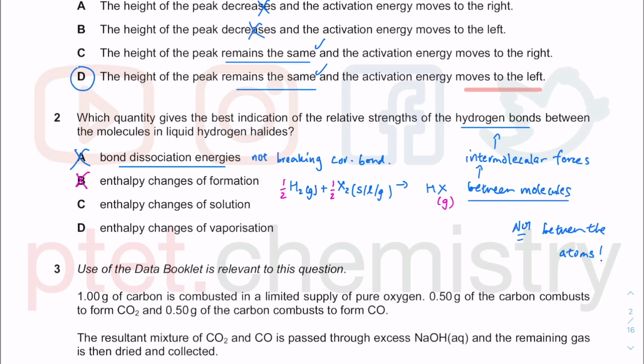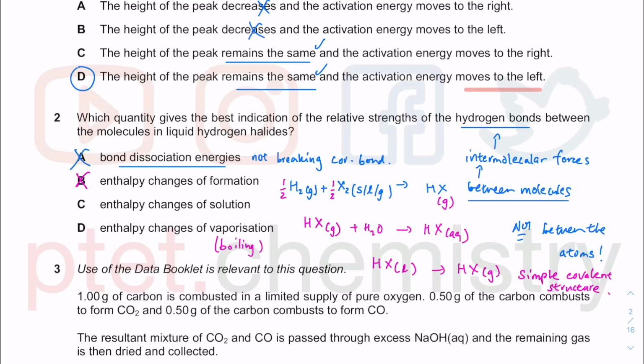B there. Enthalpy change of solution, so you're just dissolving the gaseous hydrogen halide in a large amount of water, and you get HX aqueous. Or the last one is vaporization, so HX liquid going to HX gas. These are simple covalent molecules and they have simple covalent structures, so that means you are just breaking the weak intermolecular forces of attraction as you try to melt or boil in this case. Vaporization is the same as boiling, so they don't call it enthalpy change of boiling because it sounds strange, but vaporization is liquid going to gas, and these are simple covalent molecules.